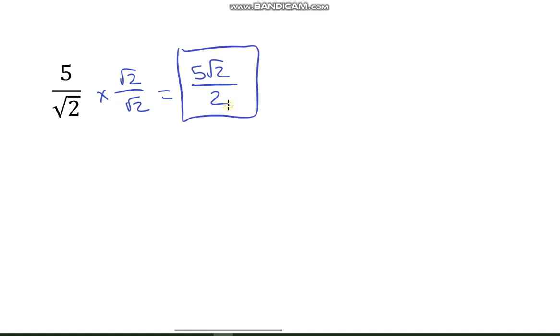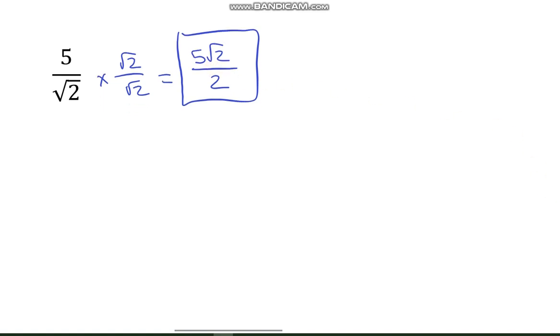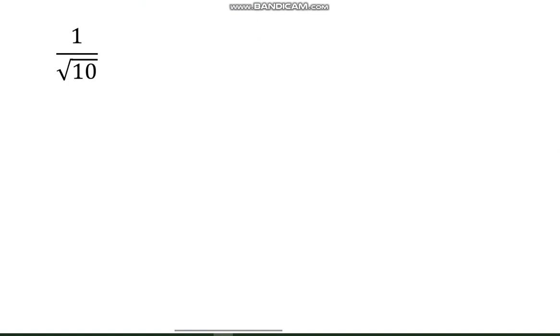Okay, we can't simplify that anymore because there's no common factors. So that is our answer. Okay, let's go down a bit further.